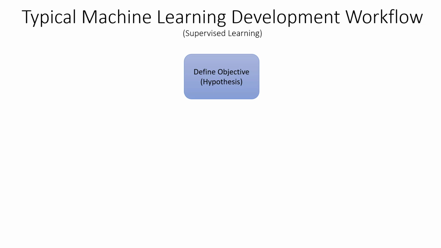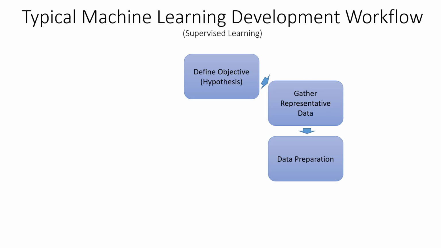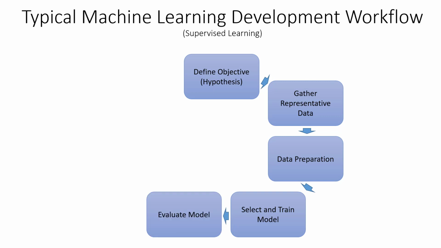You can think of it like a solution, but you'll hear people in machine learning talk more about it as an objective, a goal, or a hypothesis that we want to prove. We gather representative data. Remember, in supervised learning, we need to gather representative data that will help solve the problem. And we often have to prepare or work with that data to get it in a form that the machine can use. And then we select and train a machine learning model. We then evaluate that model's performance.